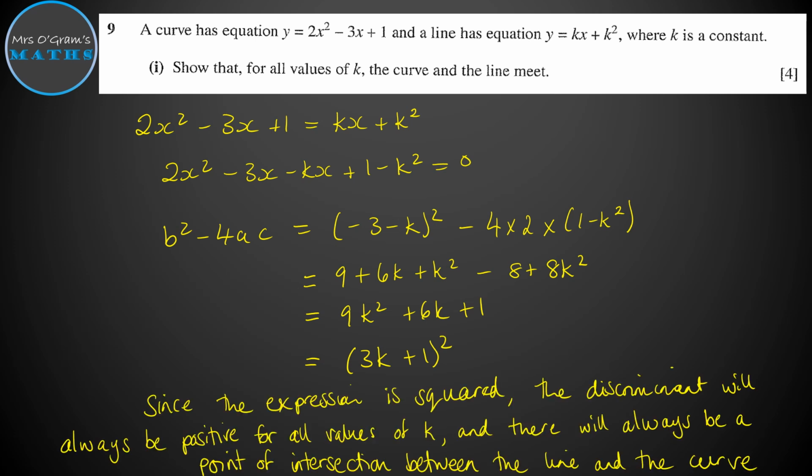And then just finish it off with an explanatory sentence to get that last mark. Since the expression is squared, the discriminant will always be positive. There will always be a point of intersection. There will always be a solution to that equation.